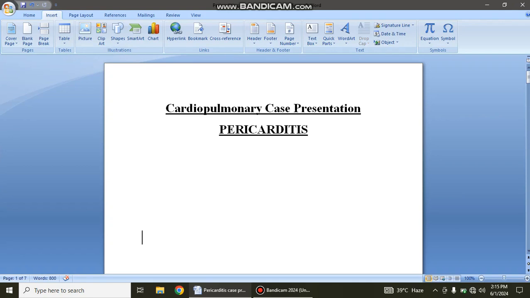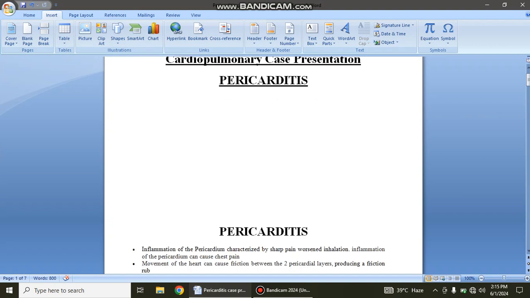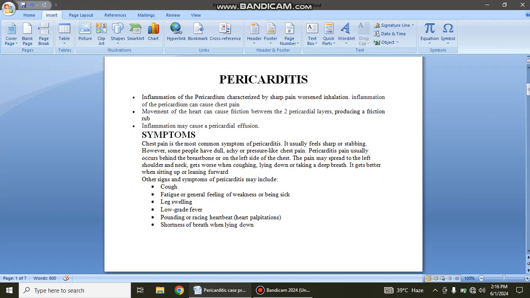Cardiopulmonary case presentation. Pericarditis. It is the clinical presentation of a patient having pericarditis. Pericarditis is the inflammation of the pericardium characterized by sharp pain, worsened on inhalation. Inflammation of the pericardium can cause chest pain. Movement of the heart can cause friction between the two pericardial layers, producing a friction rub. Inflammation may cause a pericardial effusion.